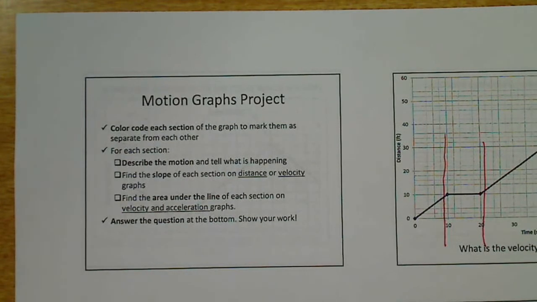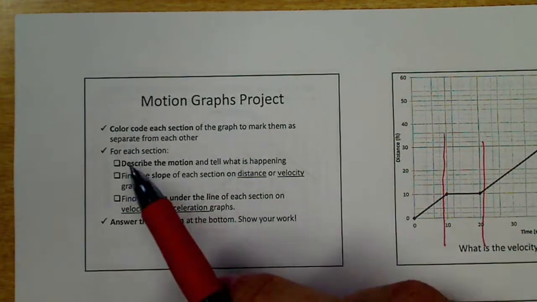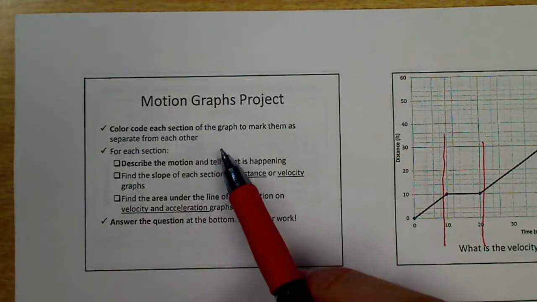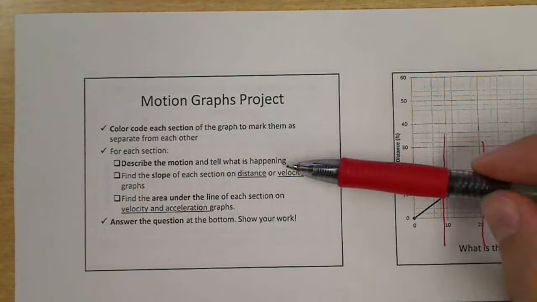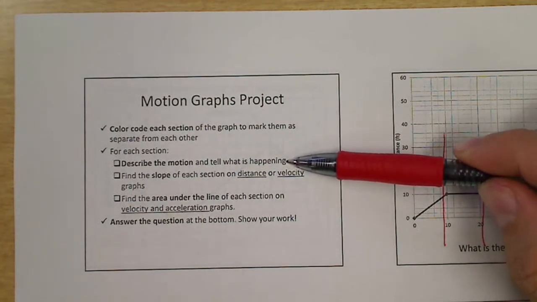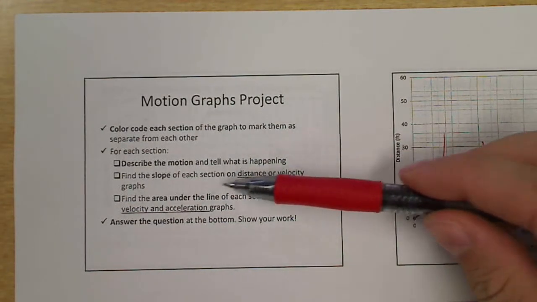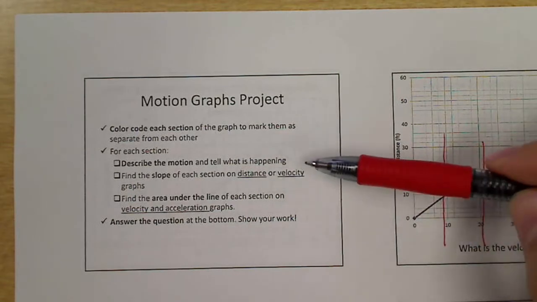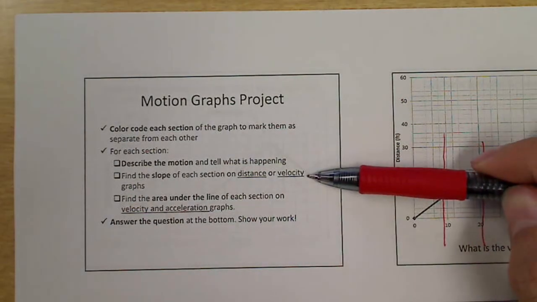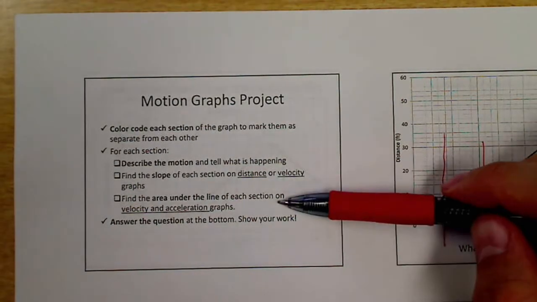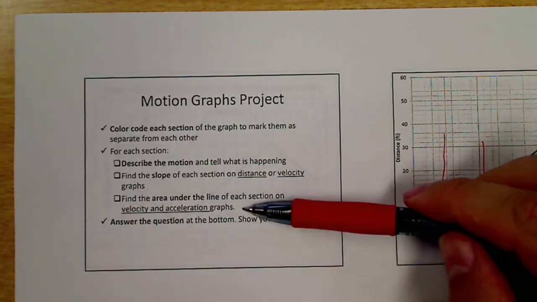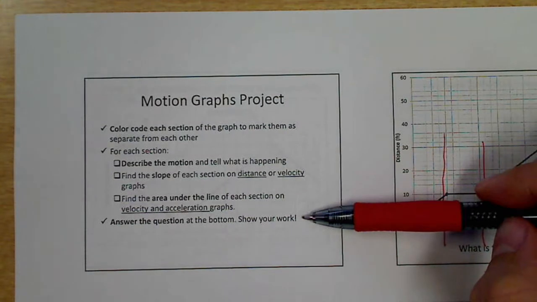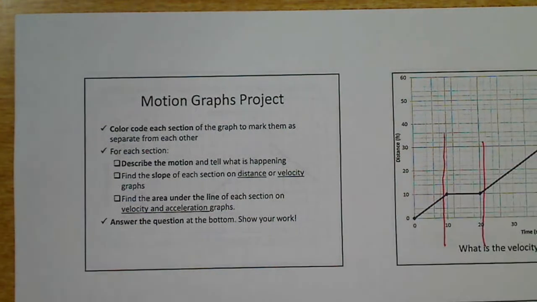So here are our instructions. For motion graphs, we're going to color code each section to mark them as separate from each other. And then for each section, we want to be able to describe the motion and tell what is happening. We want to be able to find the slope of each section on distance or velocity graphs. This is not necessary for acceleration. We want to be able to find the area under the line of each section on velocity and acceleration graphs. Then there'll be a question at the bottom. We want to be able to answer this. We want to show our work.